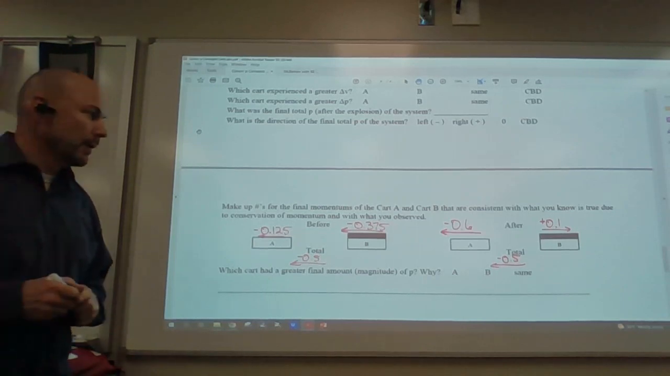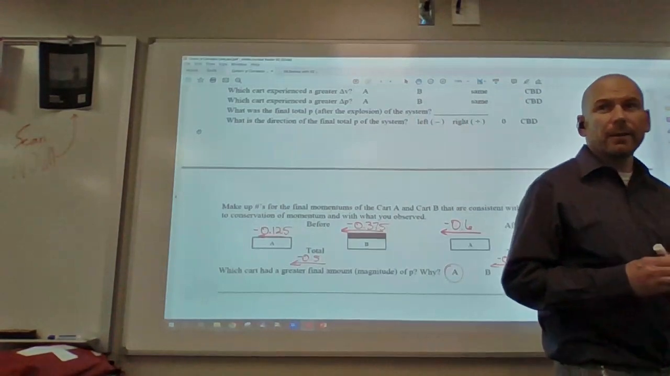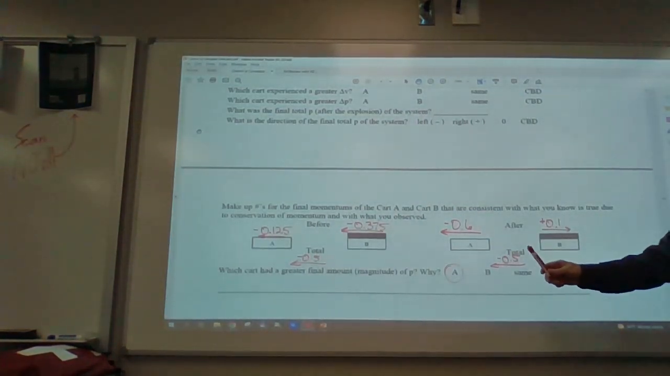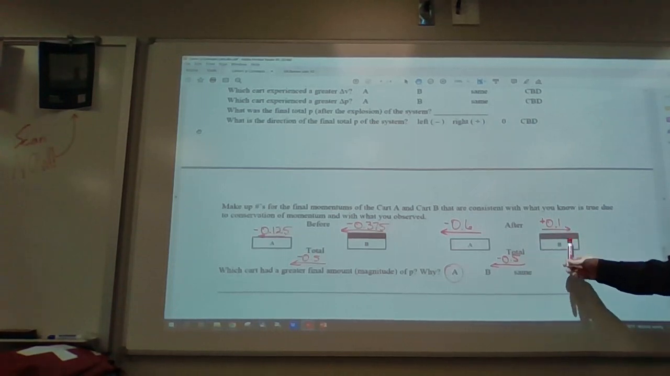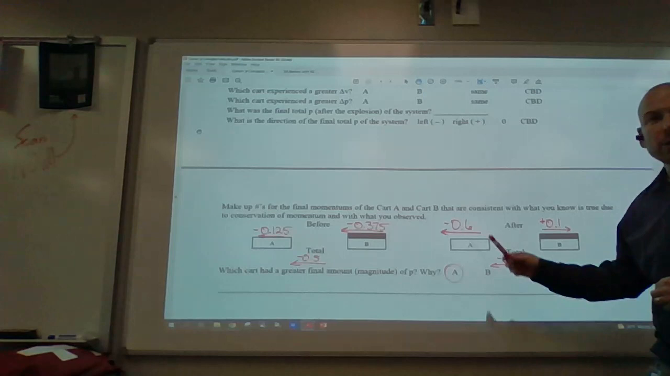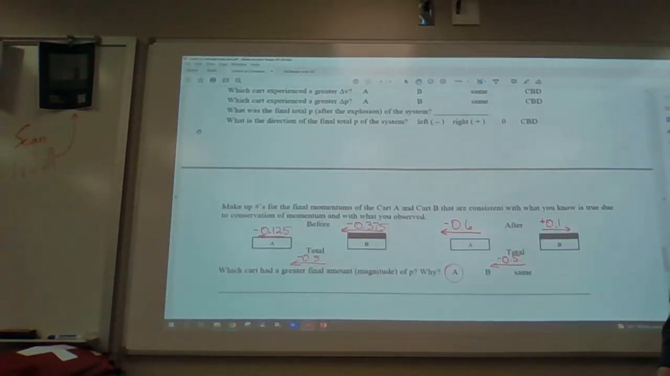The correct answer is A, which has a greater amount of momentum. Why? The total is going in the negative direction, to the left. You've got something going to the right and something going to the left. The left has to overcompensate for the momentum going to the right. So the total momentum is to the left. Good with that?